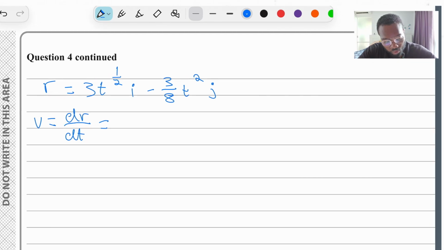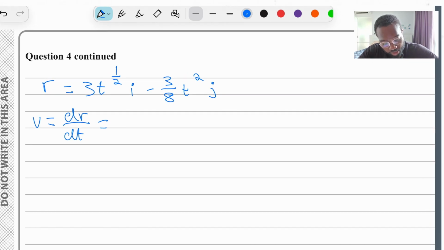If we work this out, differentiating that, we would get 3 over 2 t to the minus a half, and that would be our i. And then for this one, we would get minus 3 over 8 times 2, which is minus 6 over 8, which simplifies down to minus 3 over 4, and that would simply be t, and that would be a j.